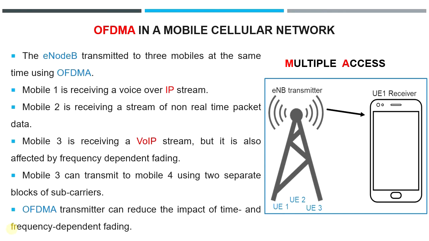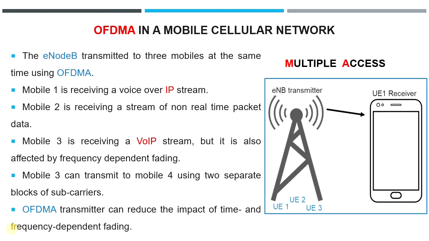OFDMA in a mobile cellular network. In this figure, as you can see, the base station transmits to 3 mobiles at the same time using orthogonal frequency division multiplexing. We can take this idea a step further by sharing the resources dynamically amongst all the mobiles in the cell. The resulting technique is known as Orthogonal Frequency Division Multiple Access, OFDMA, and is illustrated here in this figure. In OFDMA, the base station shares the resources by transmitting to the mobiles at different times and frequencies.